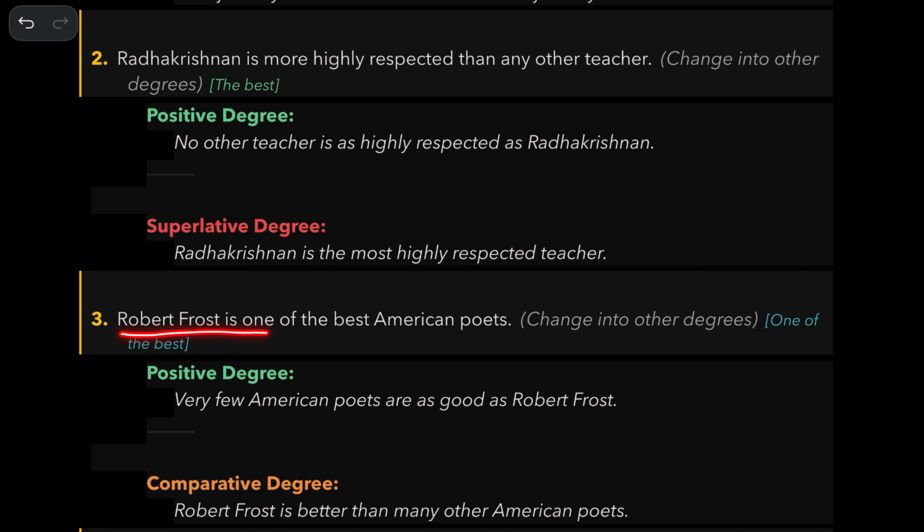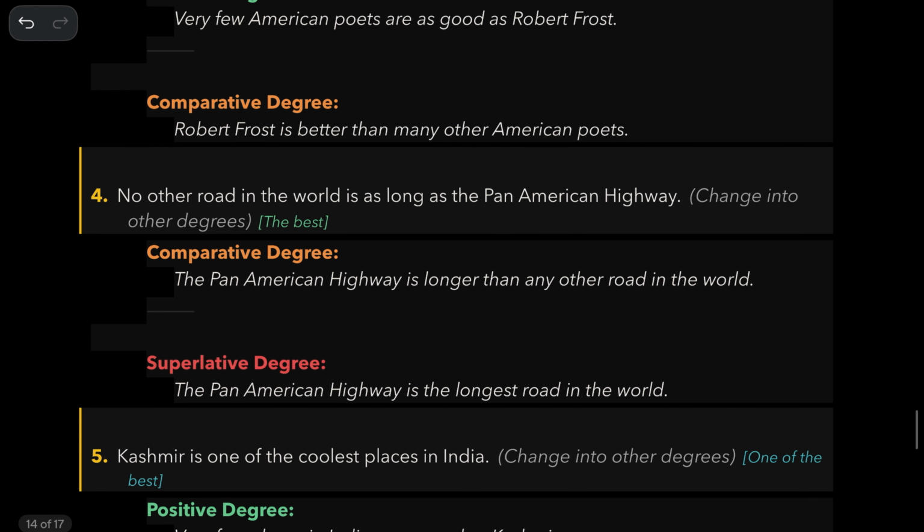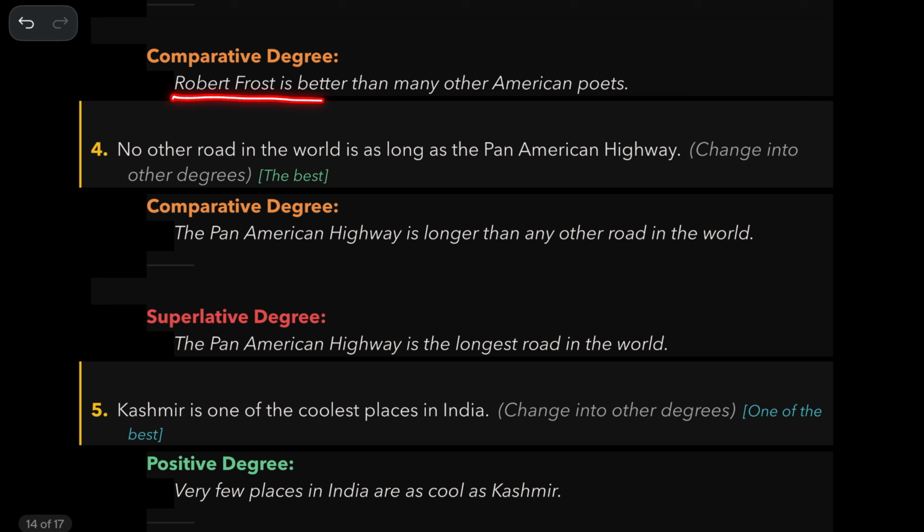Robert Frost is one of the best American poets. It belongs to the second pattern, one of the best, and you are asked to use other degrees. Fine. In the examination, they will ask you to use this or this in your sentence clearly. Very few American poets are as good as Robert Frost. Robert Frost is better than many other American poets.